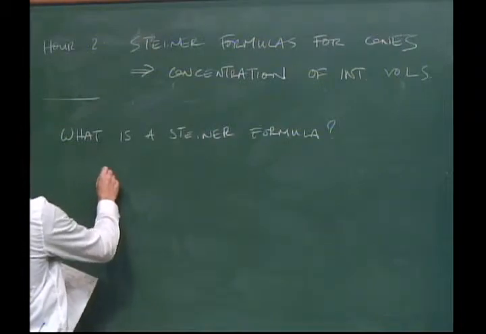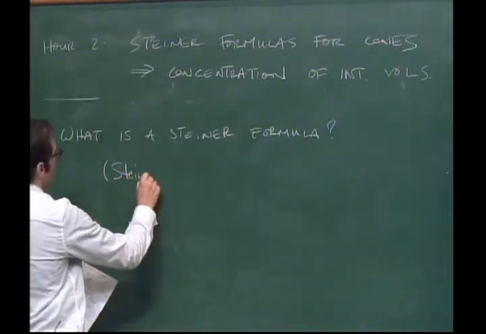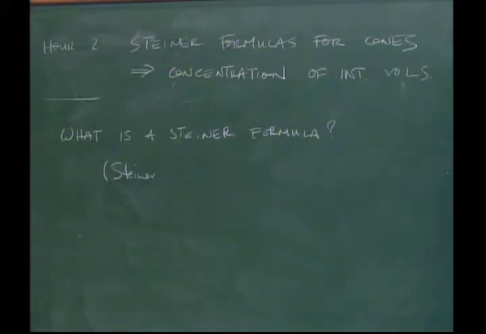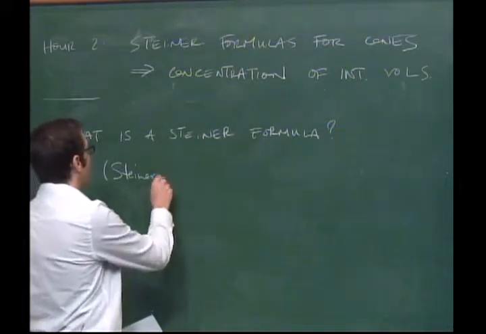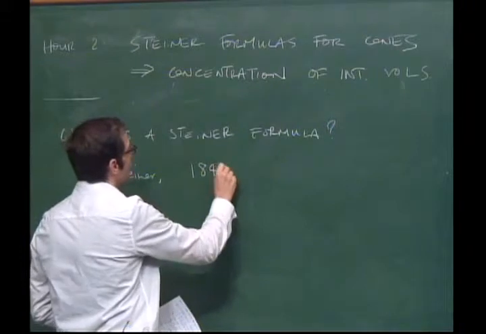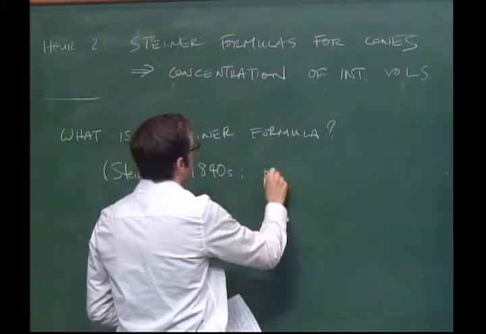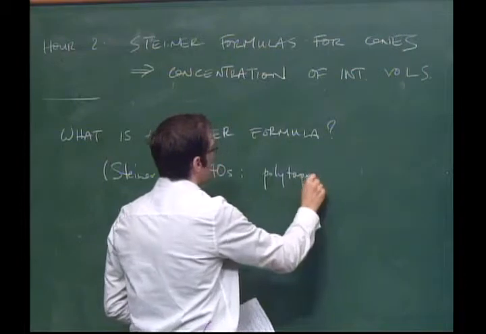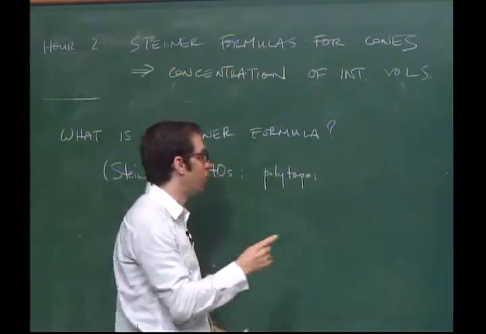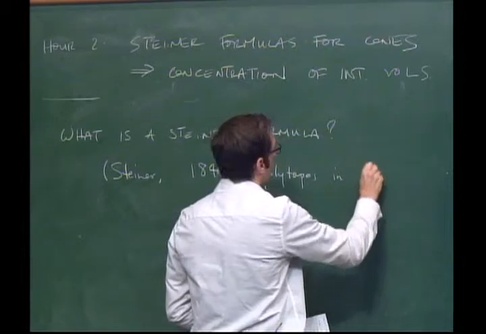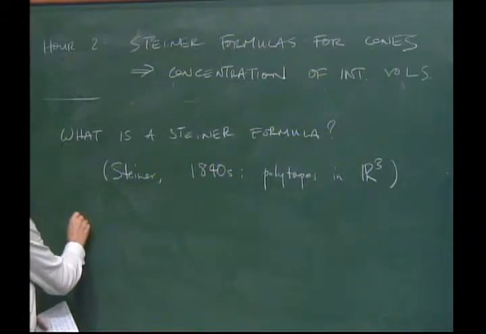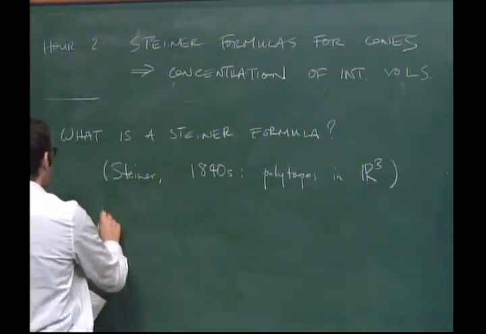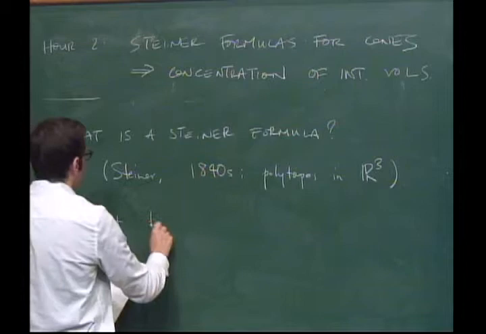So this can be traced back to actually work of Cauchy even back in the 1820s. But the subject really started coming together with the work of Steiner around the 1840s. And he was interested in polytopes, the convex hull of a set of points in R3. And these things have been generalized massively since then. So let me give you the general setup, and I'll draw you a picture which explains everything.